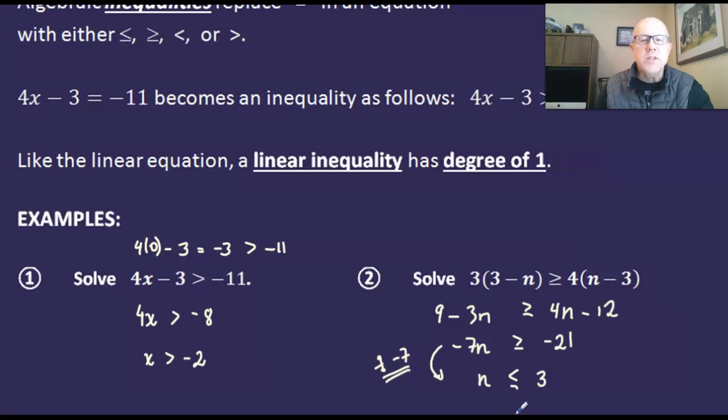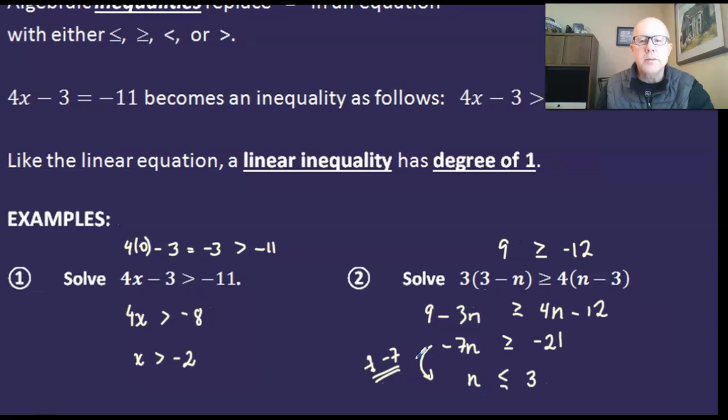Of course, we can always test our solution set by choosing a value that's less than 3, like 0. When I plug 0 into my n here and in here, I should prove that the left side is greater than the right side. So when I plug 0 in here, 3 minus 0 is 3. 3 times 3 is 9. Okay, and then when I plug in 0 here, 0 minus 3 is negative 3, times 4 is negative 12. And sure enough, 9 is greater than negative 12. So therefore, our solution set is accurate.